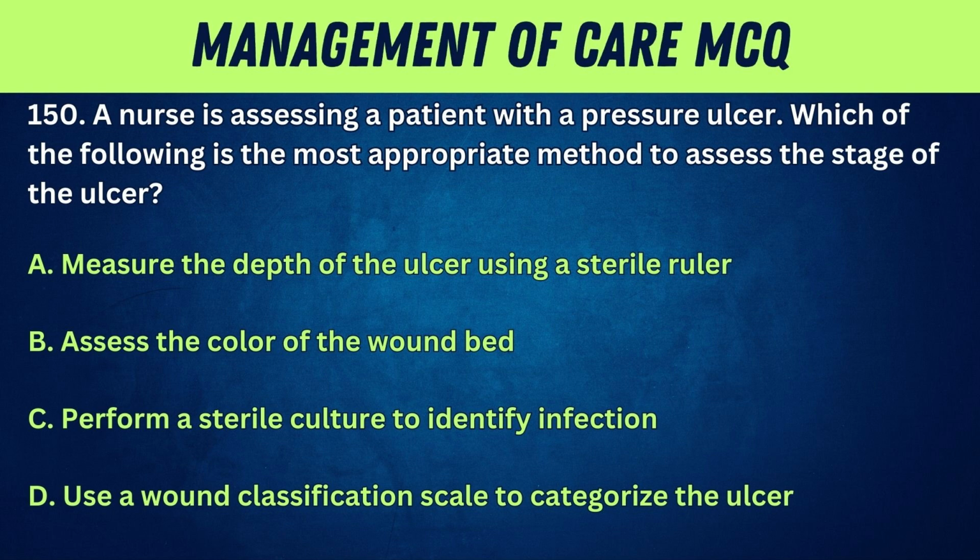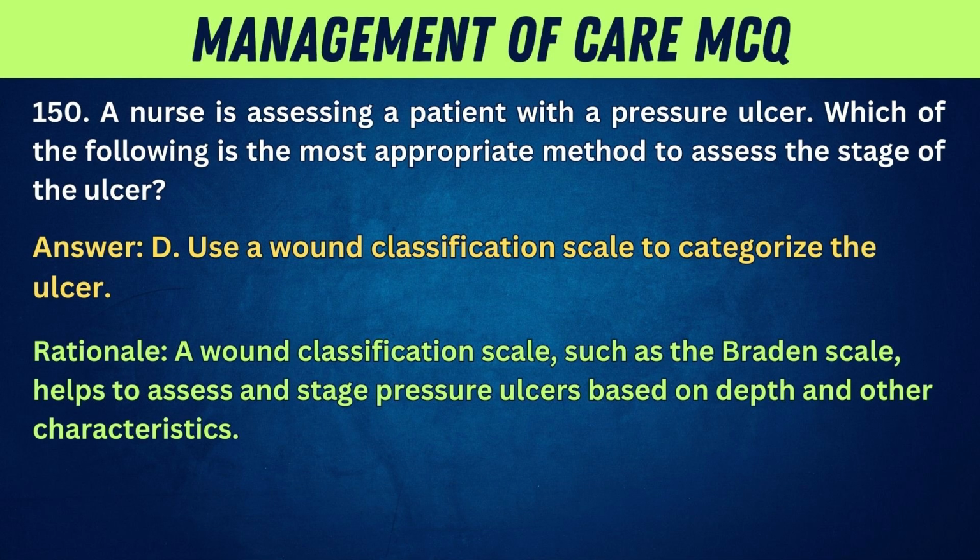150. A nurse is assessing a patient with a pressure ulcer. Which of the following is the most appropriate method to assess the stage of the ulcer? A. Measure the depth of the ulcer using a sterile ruler. B. Assess the color of the wound bed. C. Perform a sterile culture to identify infection. D. Use a wound classification scale to categorize the ulcer. Answer: D. Use a wound classification scale to categorize the ulcer.